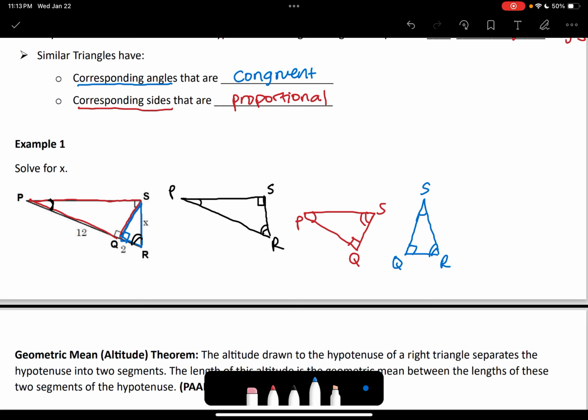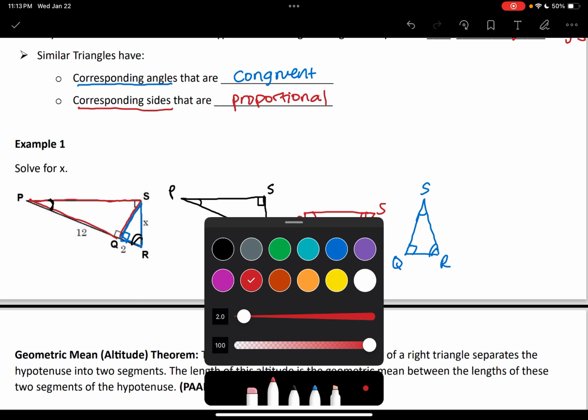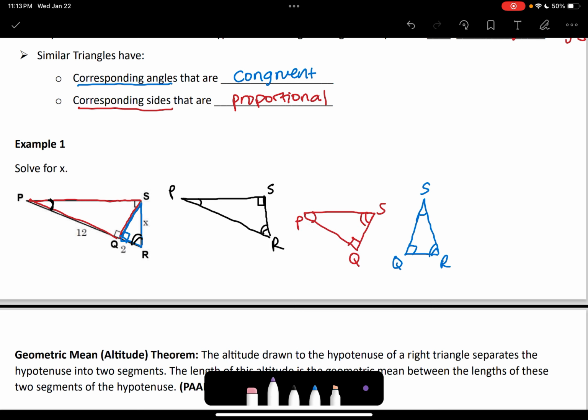Let's go ahead and start labeling the sides that we know for this triangle. So to start, what I can see here is that in the large triangle, and let me do this in a different color so it's easier to read, we see that from P to R is broken up into two pieces from that altitude, 12 and 2. So adding those together, this hypotenuse would be 14. And then also in the large triangle, I see that SR is labeled as X.